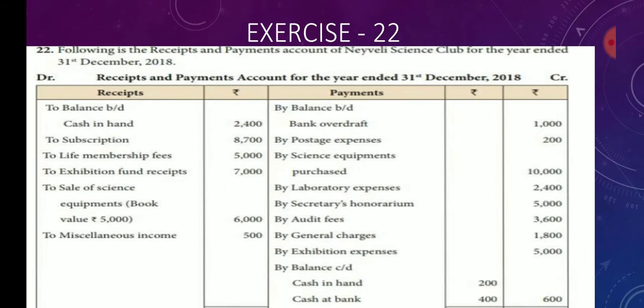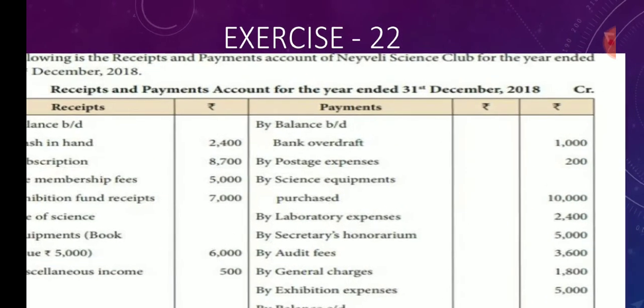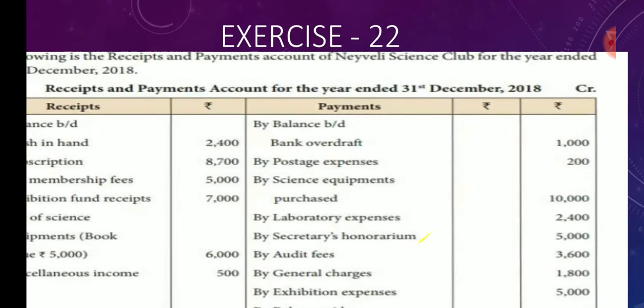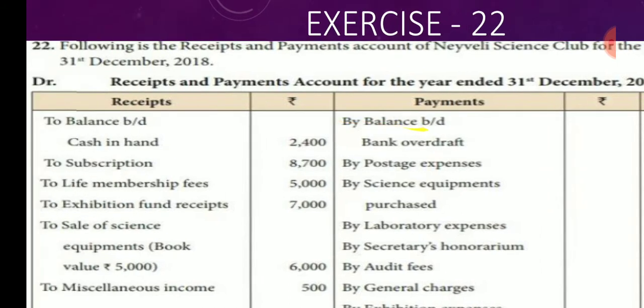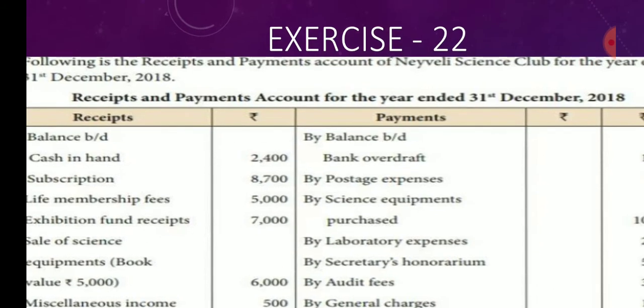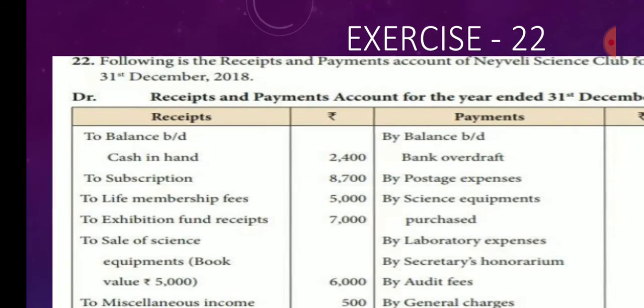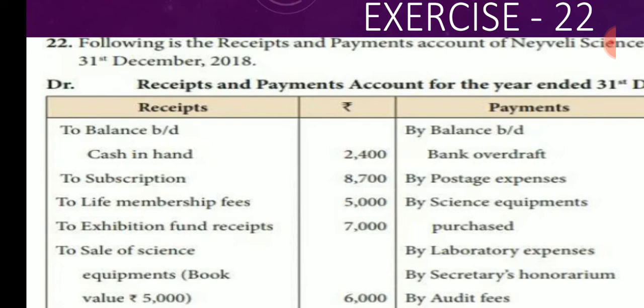Following is the receipts and payments account of Neyveli Science Club for the year ended 31st December 2018. Debit side is the receipt side. To balance brought down, opening cash in hand 2400.